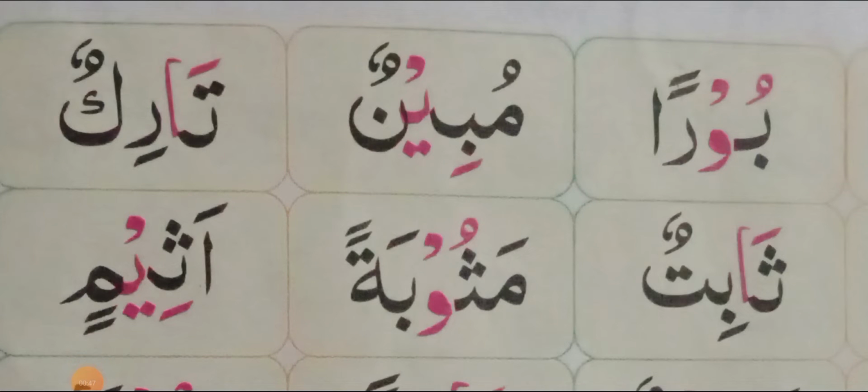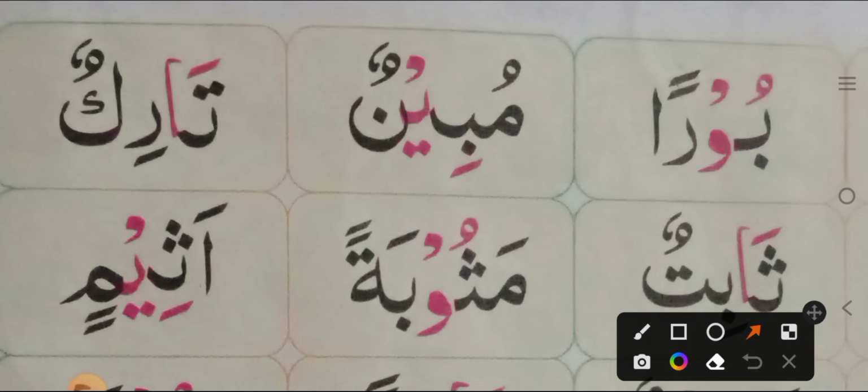Today we're gonna learn about the Maddat letters exercise. In Maddat letters, I told you when Zabar comes before Alif, it's called Alif Madda. When Pesh comes before Waw, it's called Waw Madda. And when Zer comes before Ya, it's called Ya Madda. So let's get started on how to read the Maddat letters.